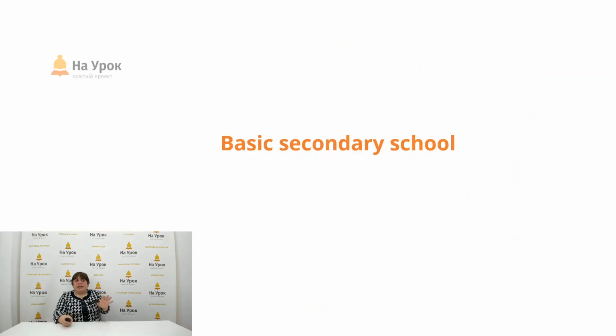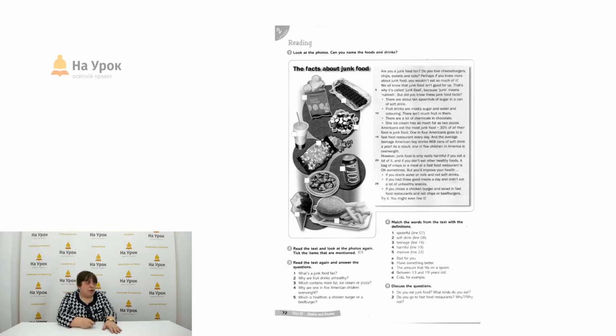Now we come to basic secondary school. It was primary school. Now basic secondary school. For example, we can show students the texts devoted to the facts about junk food. They should understand that junk food is dangerous for the health. And the students read the text, look at the photos again, and answer the questions. What's a junk food fan? Why are fruit drinks unhealthy? Which contains more fat, ice cream or pizza, etc. A lot of questions for discussion.